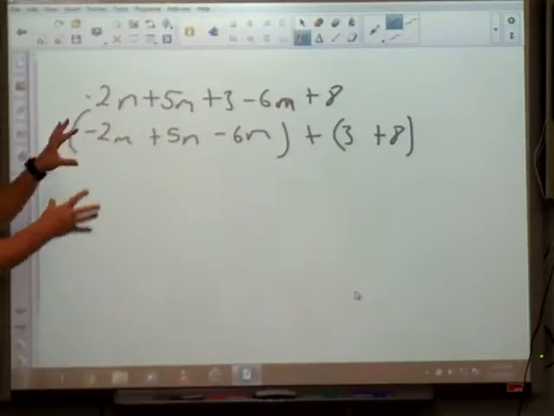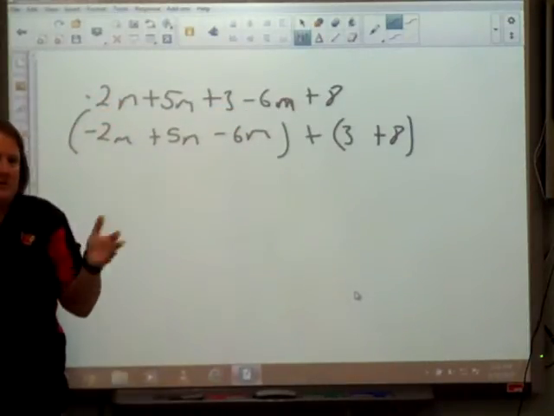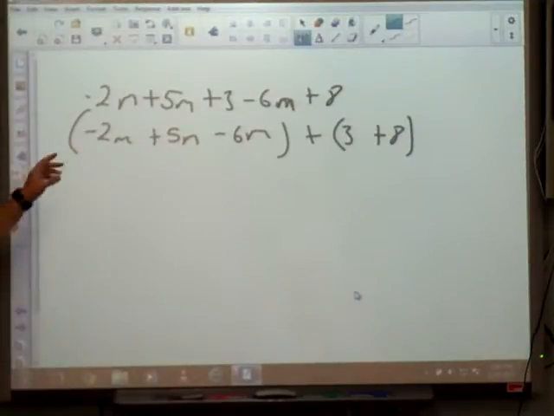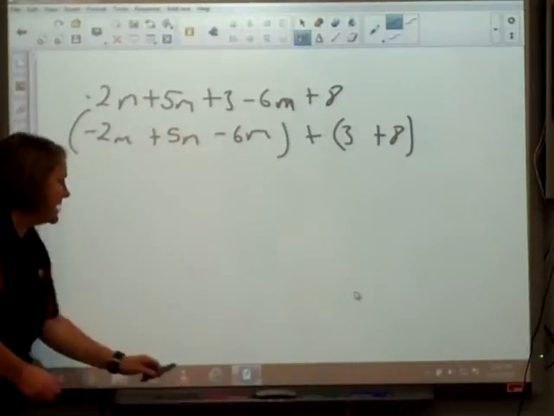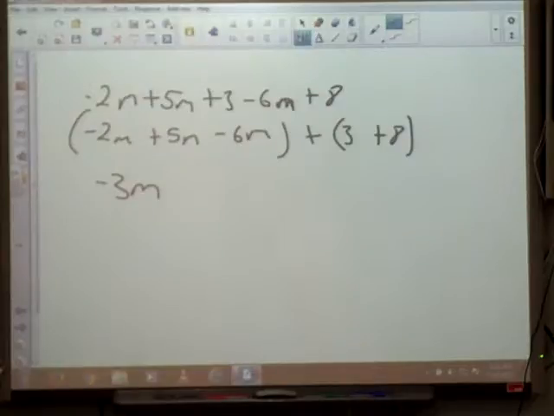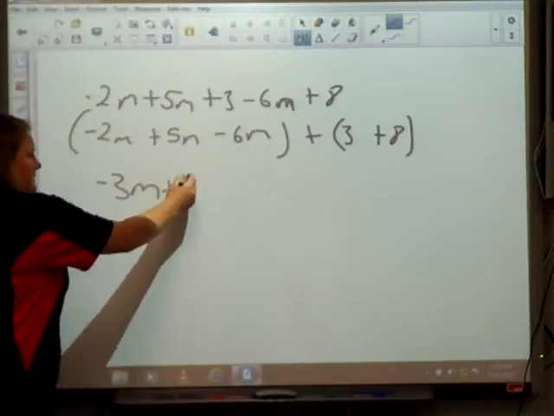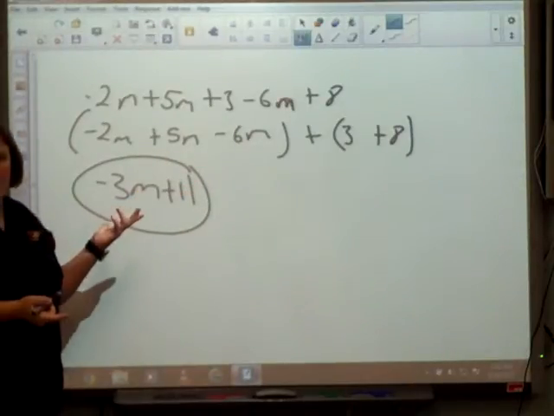We reordered using the commutative property to get our like terms by each other, and then we just grouped them. Okay? There's nothing wrong with that. It's completely correct. Negative 2 and 5 is 3. 3 and negative 6 is negative 3. Okay? 3 and 8 is 11, and then we got our plus. What do you think, Dustin? Good? Good. Nothing wrong with that.